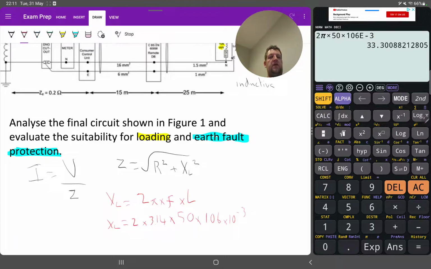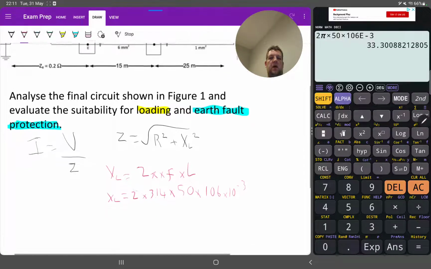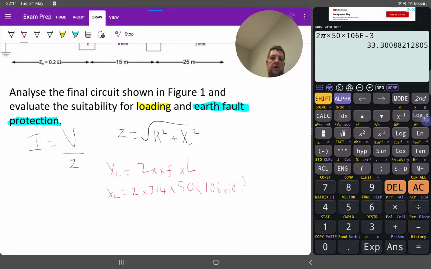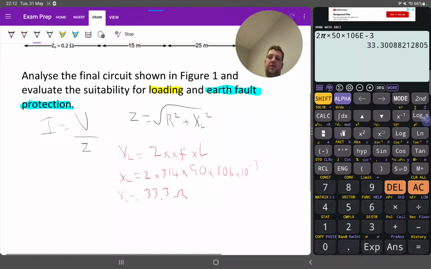And there we are. So it's given us an inductive reactance, so our XL is 33.3 ohms. So this is reactance now, so X is reactance. So we can now use this to work out our Z. So if we're looking at what we've got above, Z equals the square root of R squared plus XL squared.